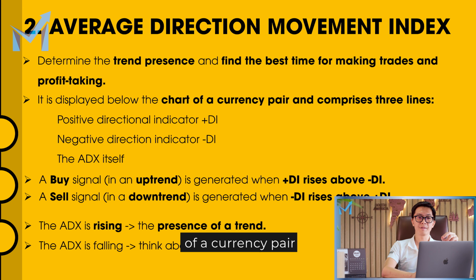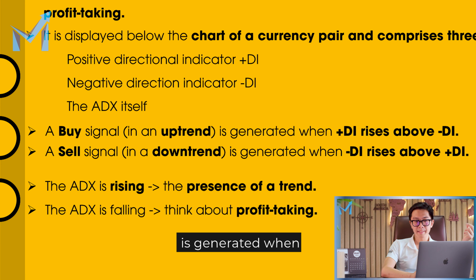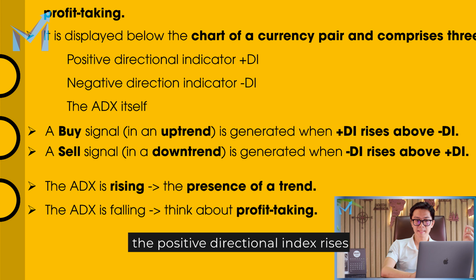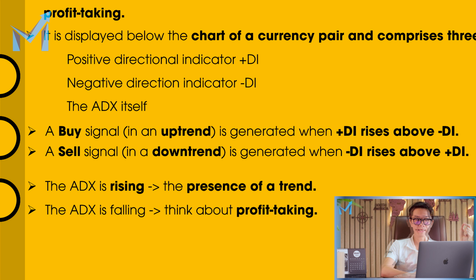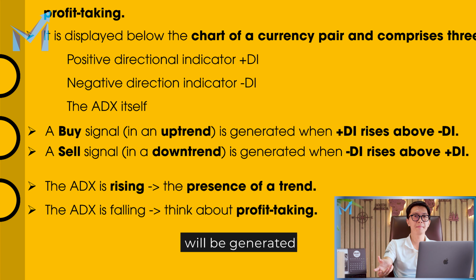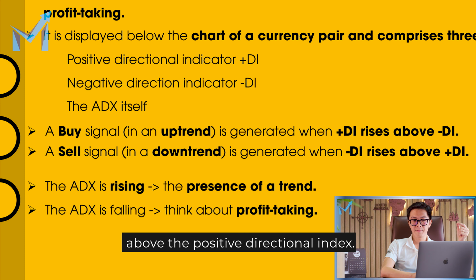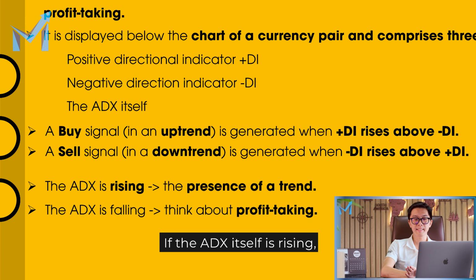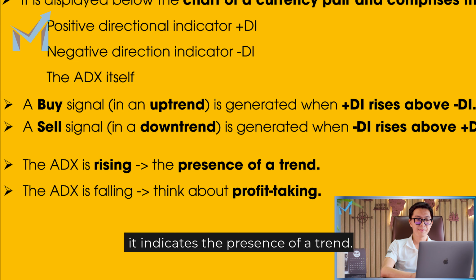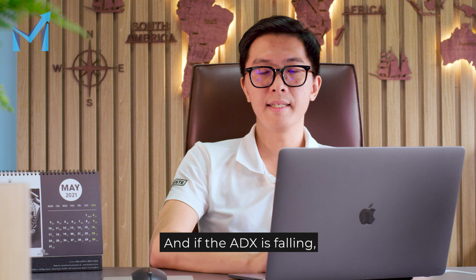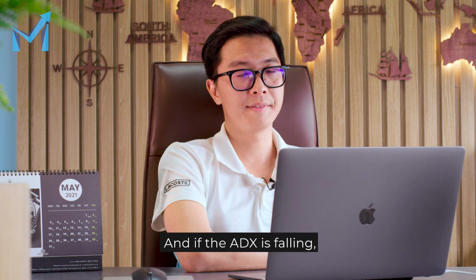A buy signal in an uptrend is generated when the positive directional index rises above the negative directional index, and in contrast, the sell signal will be generated when the negative directional index rises above the positive directional index. If the ADX is rising, it is a sign of the presence of a trend, and if the ADX is falling, it is time for thinking about profit taking or making a cut loss.